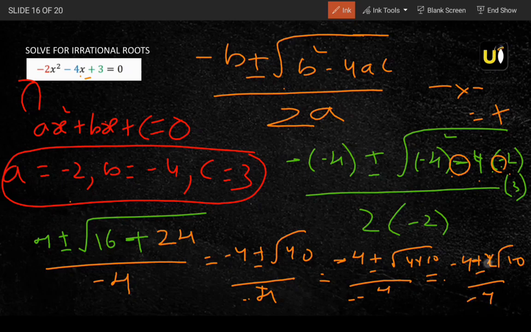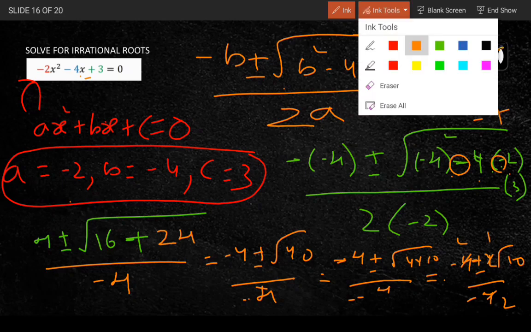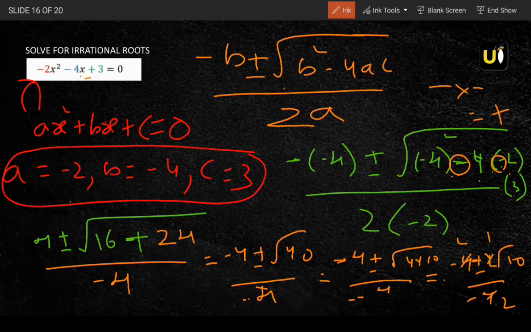That means we can cancel. This will be 2, this will be 2 and this will be 1. So finally we can write it as minus 2 plus or minus root 10 by minus 2. Okay, these two are the irrational roots of the given quadratic equation.